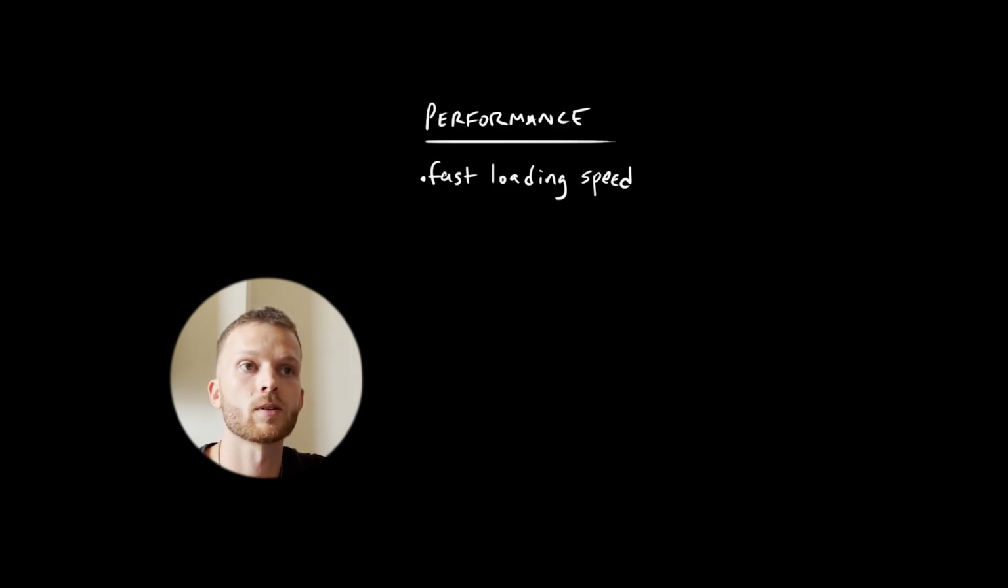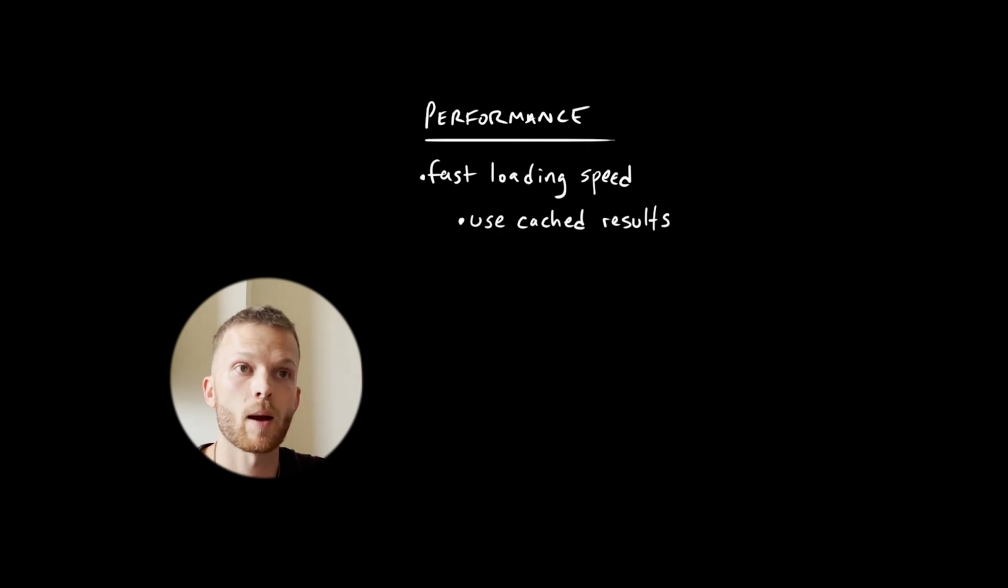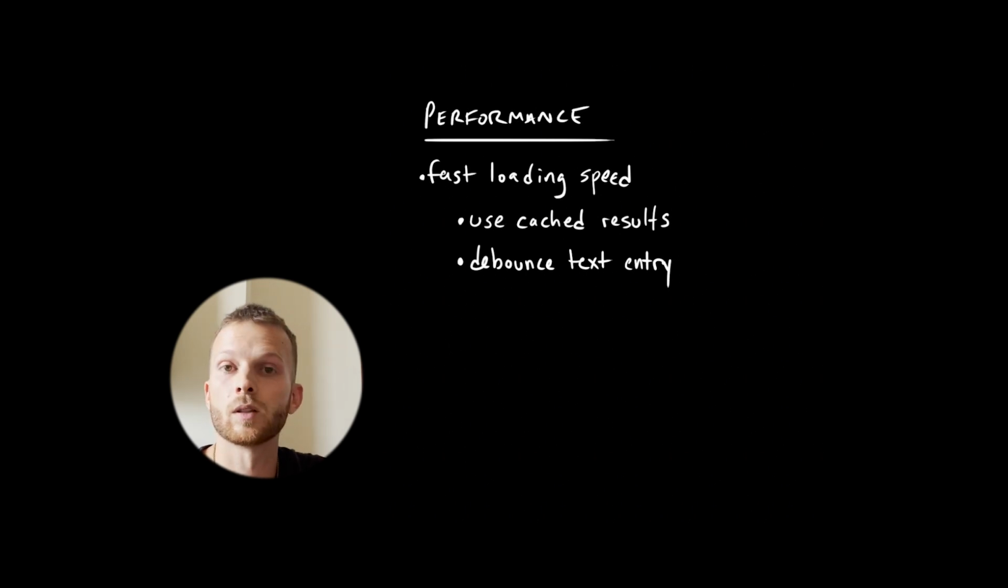Okay, so let's talk a bit about performance. We need to make sure the loading speed is fast so we can use cached results where applicable. Already covered this, right? We can debounce the text entry or even throttle the network requests in some way if needed. Either of these strategies will limit the overall amount of network requests that we send.